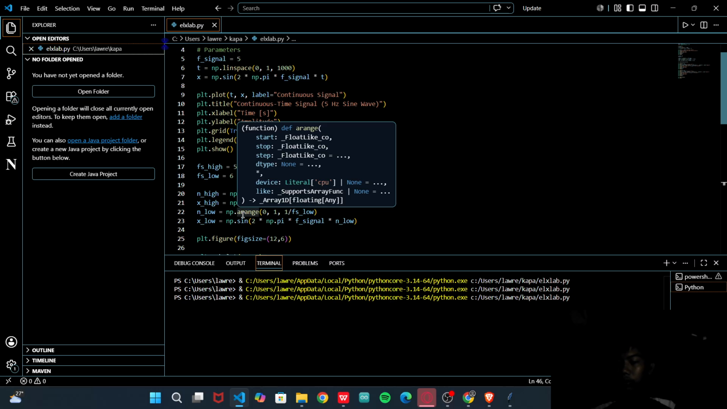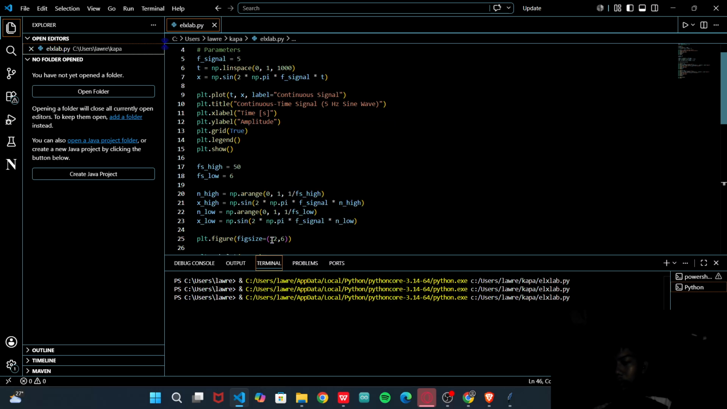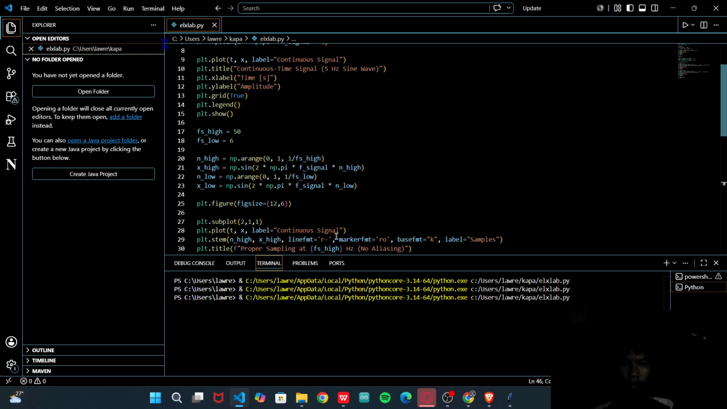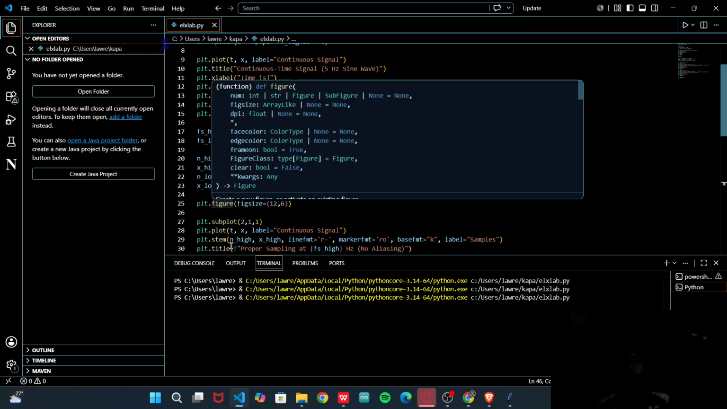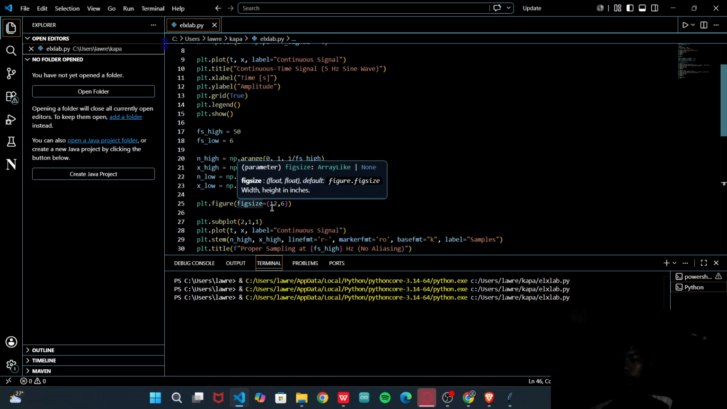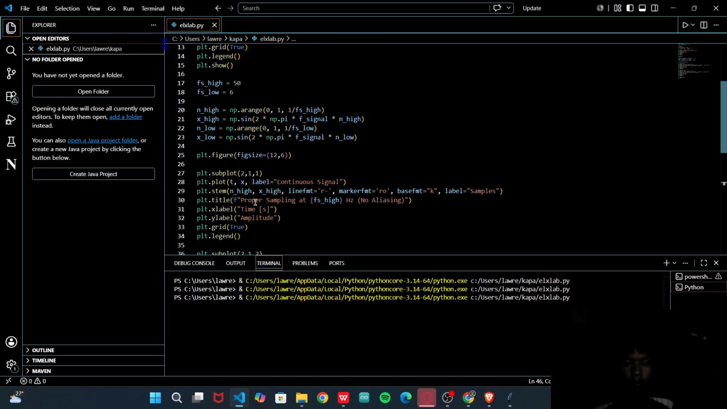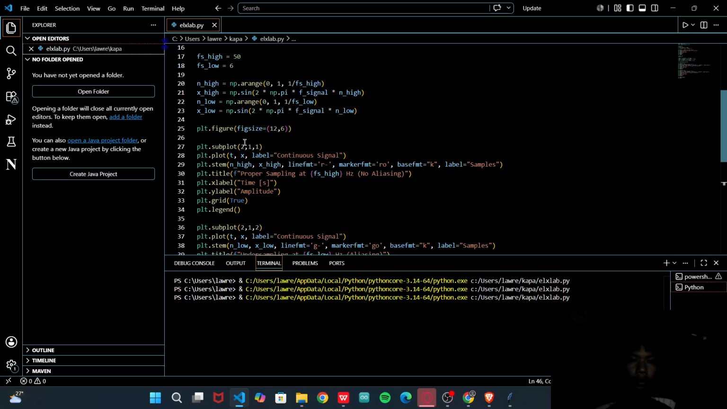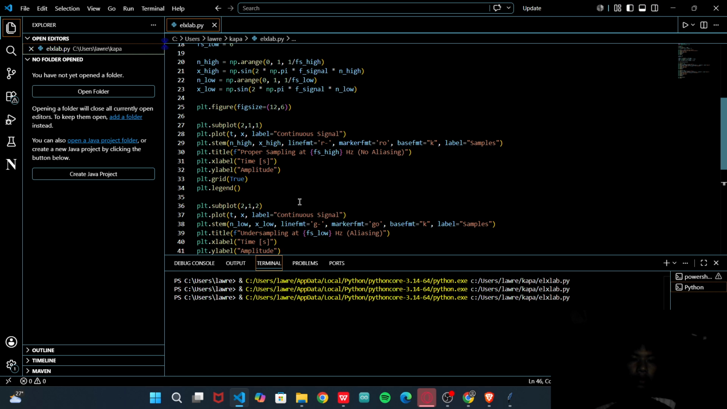Now we create a new figure with plt.figure, figsize (12, 6), so 12 inches wide and 6 inches tall. Then we use plt.subplot(211) for the proper sampling example and plt.subplot(212) for the undersampling. So 211 is for the 50 Hz and 212 is for the 6 Hz.